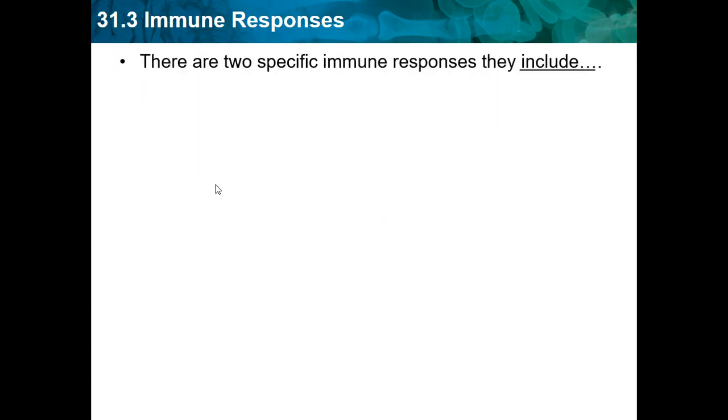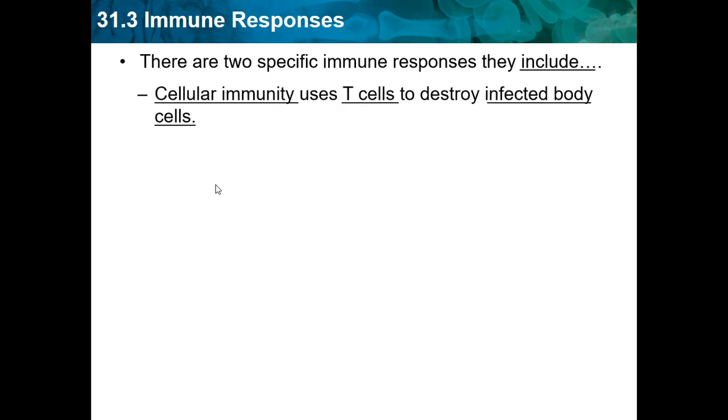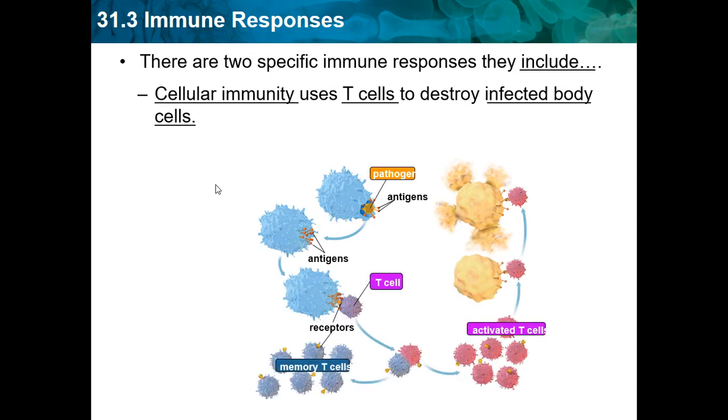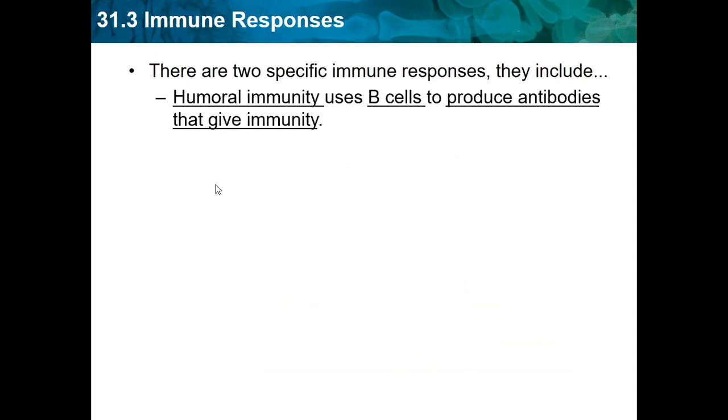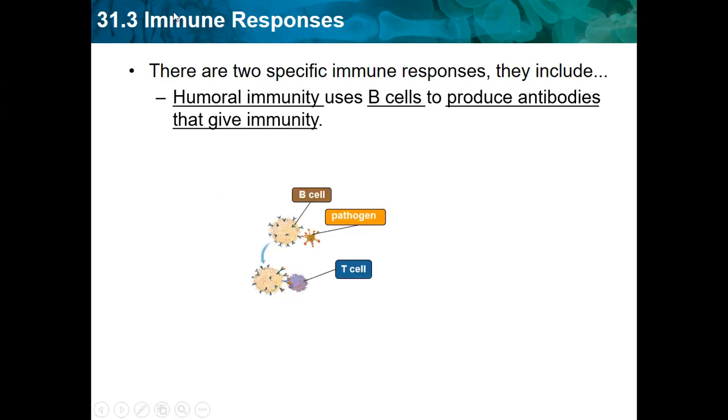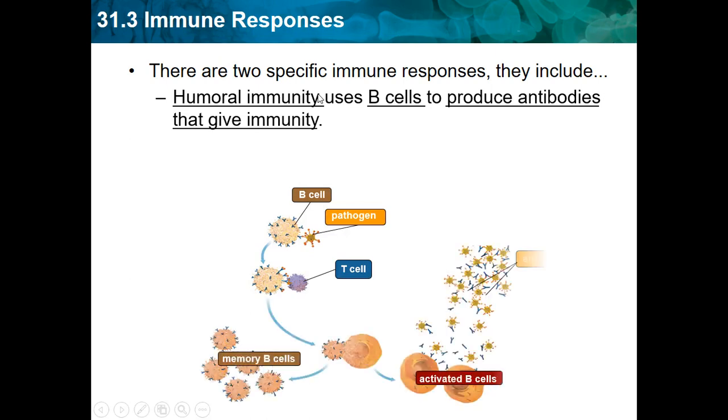There are two specific immune responses. They include cellular immunity, which uses T cells to destroy infected body cells, and humoral immunity, which uses B cells to produce antibodies that give immunity. But you don't have to remember the names, you just need to know what they are.